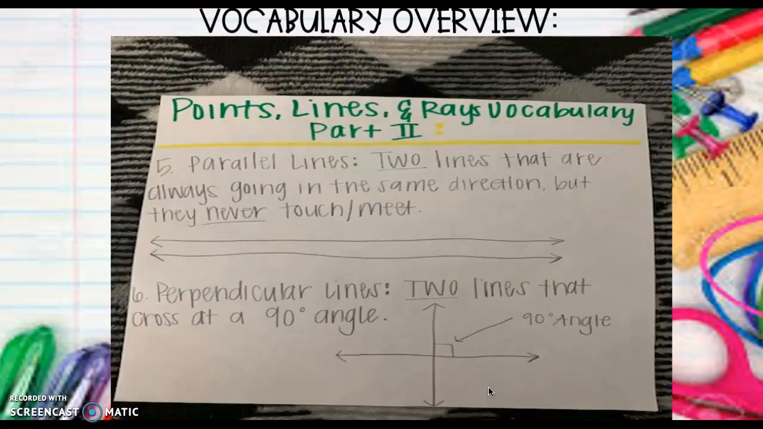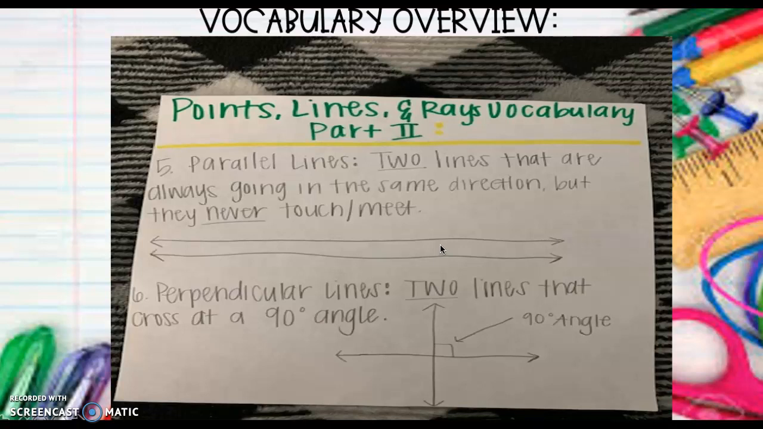All right, and then your next things that you need to know are parallel lines and perpendicular lines. All right, parallel lines are two lines that go on in the same direction and they never touch or meet. So if you look, these lines are close together. They're the same length, but guess what? There's a space in between. They don't touch, they don't meet.